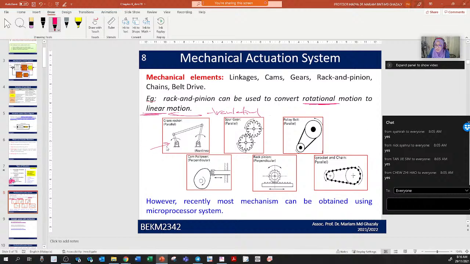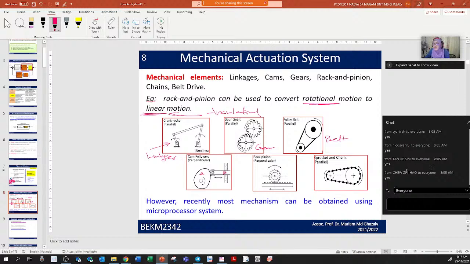The first one that you see here is linkages. The second one here is gear. The third one is belt drive. And the fourth one is cam and follower. So this is what I explained just now. Which one is the cam, and which one is the follower?